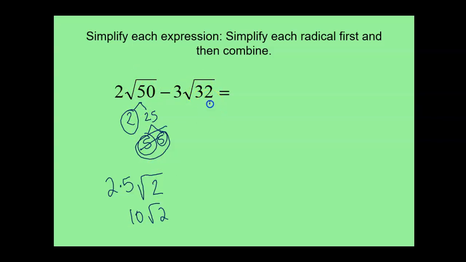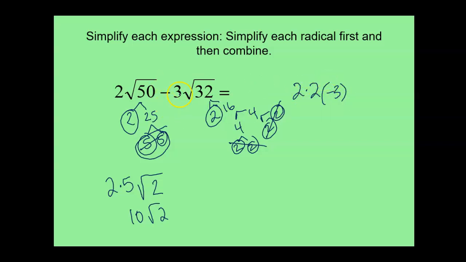Now I'm going to look at the second piece. I'm going to break down 32. 32 is 2 times 16. 16 is 4 times 4. And each of these are 2 times 2. Again, it's a square root, so I'm looking for pairs. So I have a pair of 2's here and a pair of 2's here. So I can bring out 2 times 2. But notice there's already a -3 in front, so I'm going to be multiplying those 2's by that -3 that's already out front. And then I have this 2 that couldn't come out. It's going to stay underneath. So 2 times 2 is 4, and 4 times -3 is -12 square roots of 2. So this is our second piece.